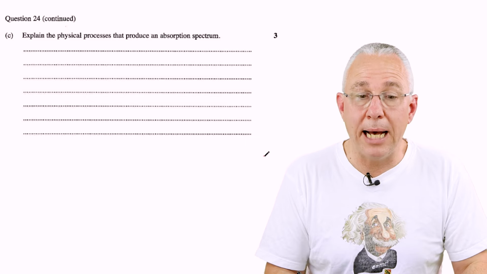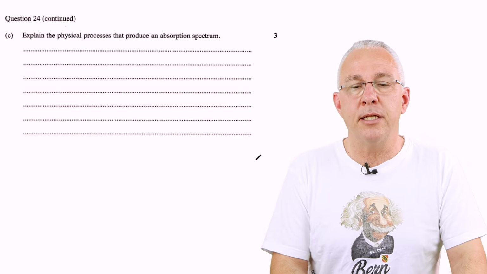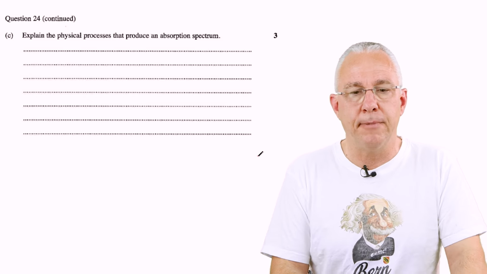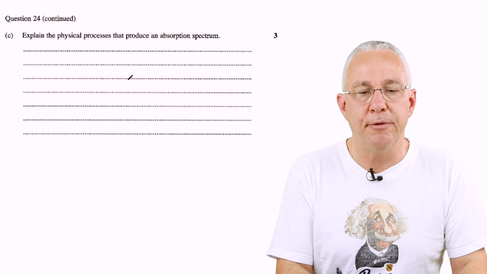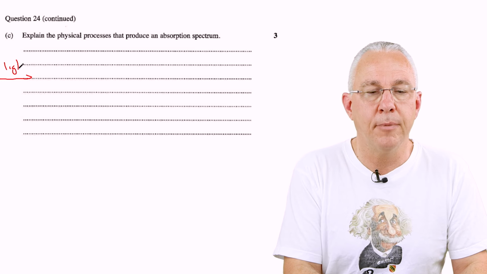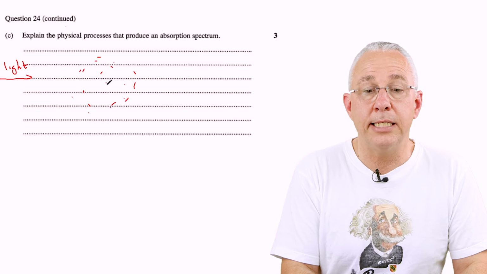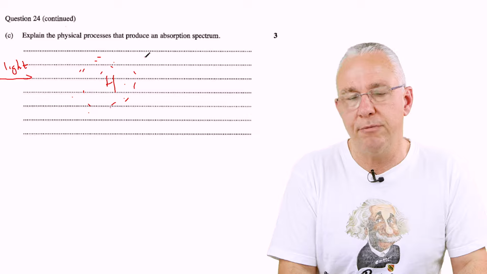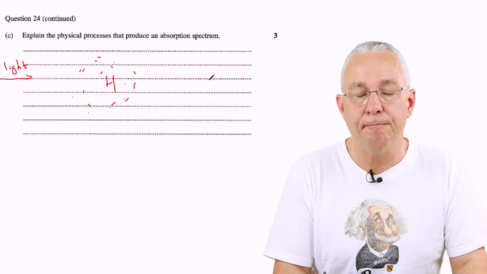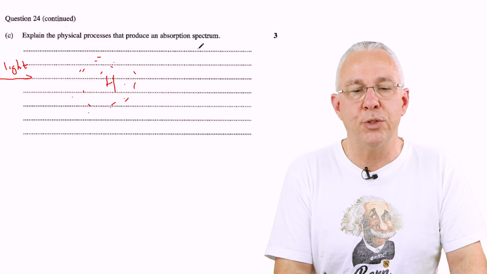Question 24, part C. It says explain, so that's cause and effect, the physical processes that produce an absorption spectrum. Now, a diagram here would actually be very helpful. So let's say we have incoming light over here, and we have a cloud of gas here, and it's predominantly going to be hydrogen if we're using the astronomy example here. What are we going to produce? Well, the incoming light, of course, will produce a continuous spectrum.